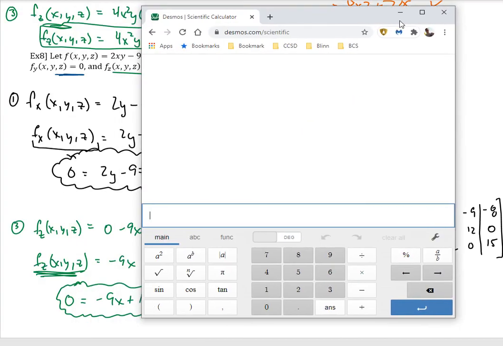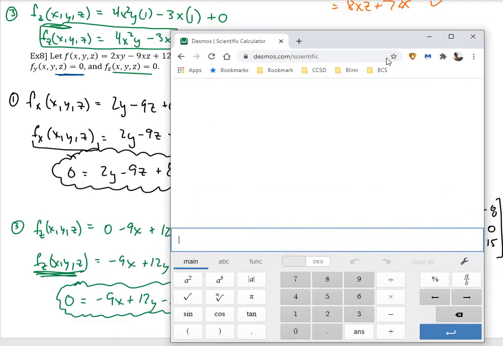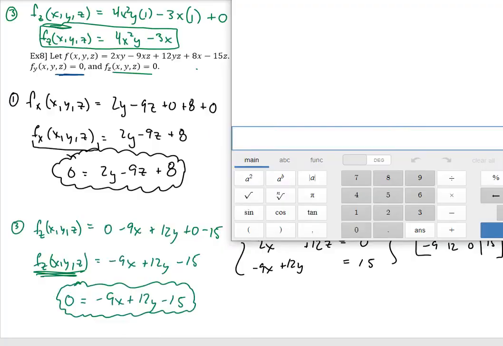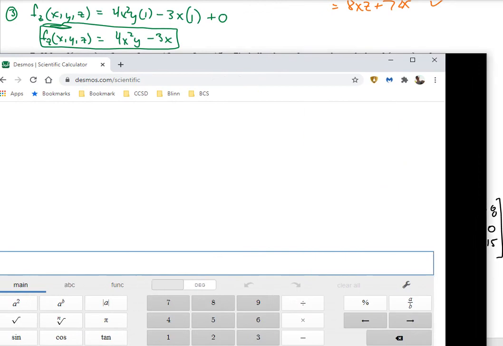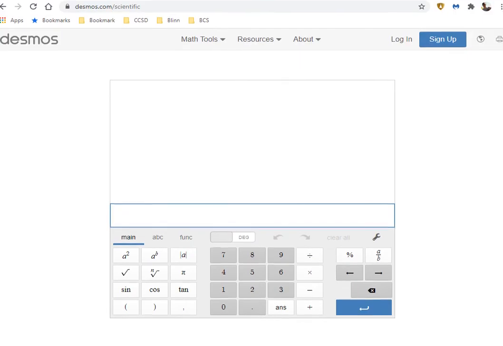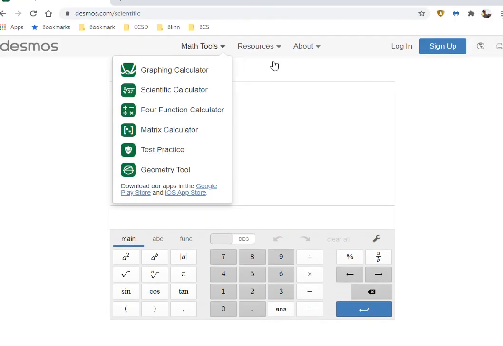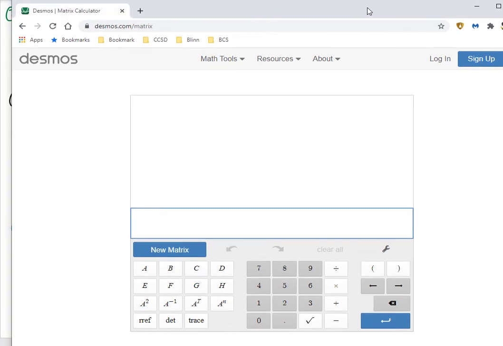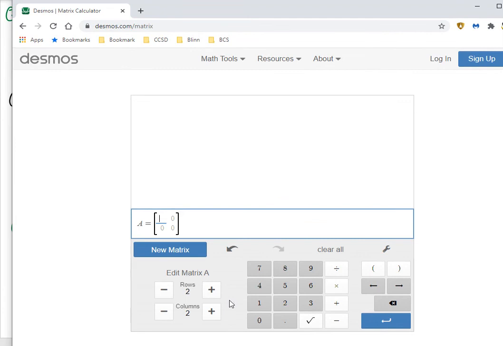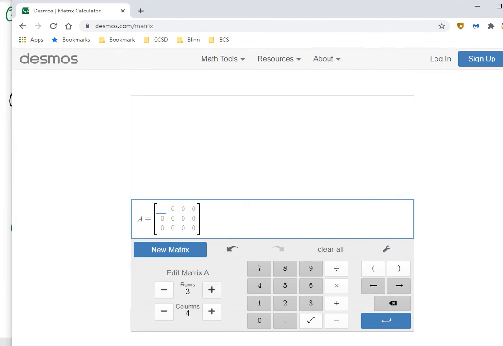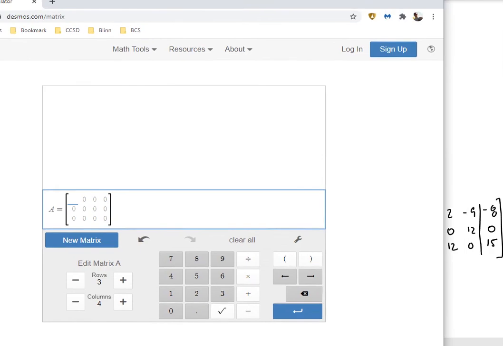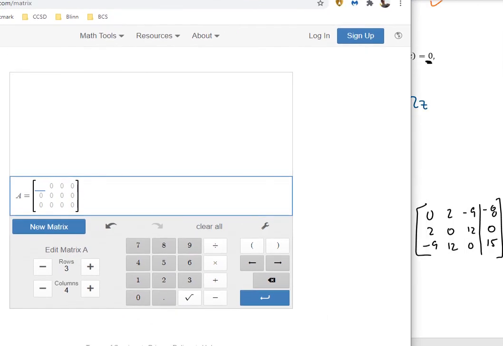Desmos again. All right, so we're on Desmos. Make it full screen. Let me see if I can show it. There we go. Okay, so in full screen, you can go to Math Tools and the Matrix Calculator. And then with the Matrix Calculator, we can type in the matrix, and then we can increase the rows and columns so we have the same match. And then now I'm just going to type those in.